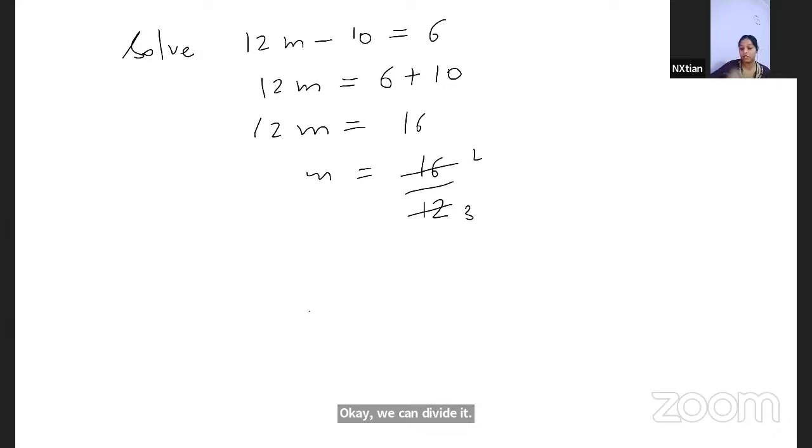With 4 or 2, anything you can use. Ma'am, is the m 4 by 3? Yes, the value of m is 4 by 3. If it's not getting cancelled anymore, your answer can come in fraction also. Okay, 4 by 3.